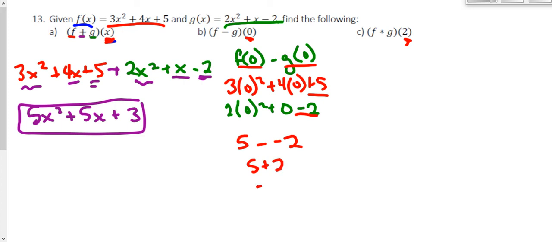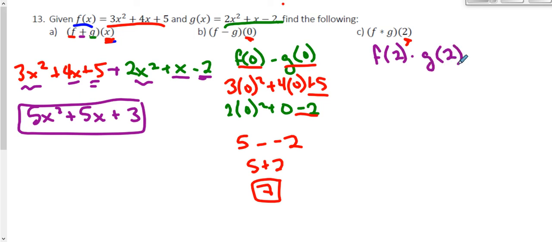All right, for problem C, this is immensely easier if we do our of 2 first and then multiply our answers together. So I'm going to do f of 2 times g of 2 instead of multiplying my equations first and then plugging 2 at the end.